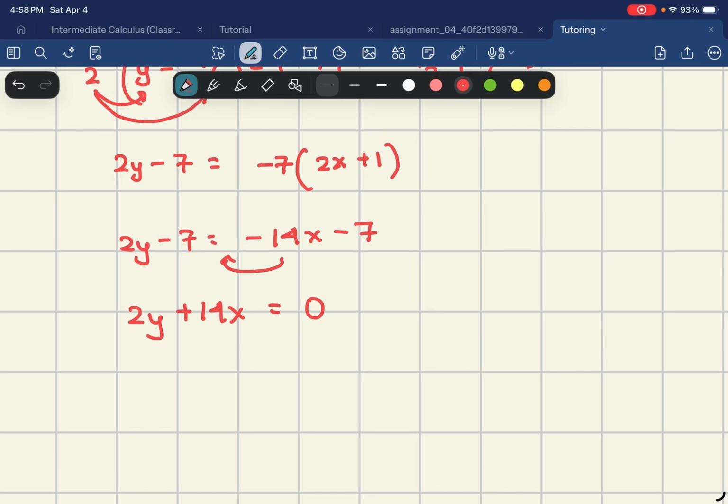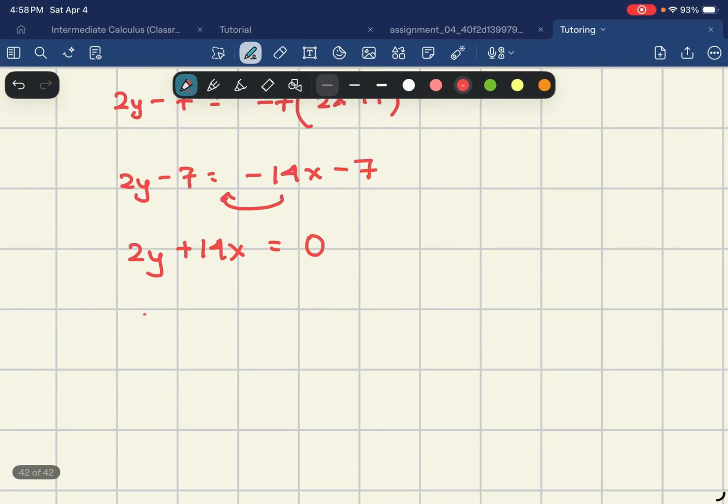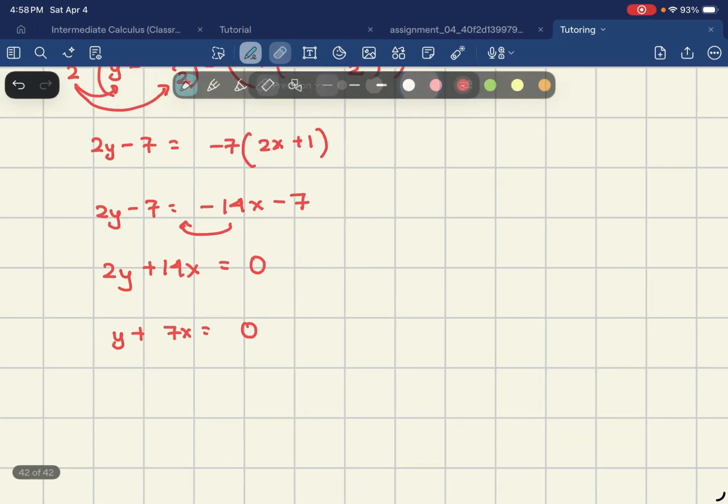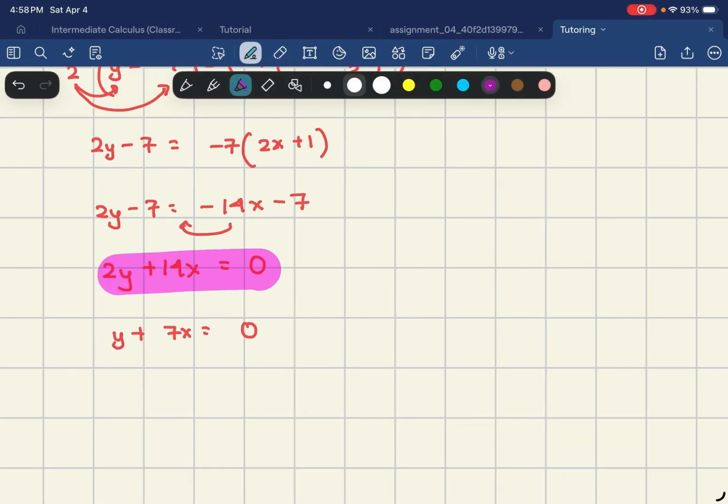So let me check the answer, and it is. You can divide by 2 actually. y plus 7x is equal to 0. So 7x plus y equal to 0. However you choose to write it, this is your equation. You can stop here, you can go a bit further, but that is your equation. y plus 7x is equal to 0. And these are representatives of the same thing, right? These two are the same equation. That is your answer.